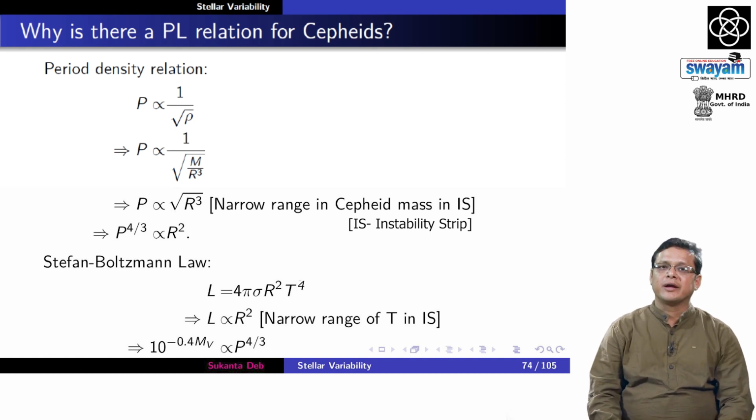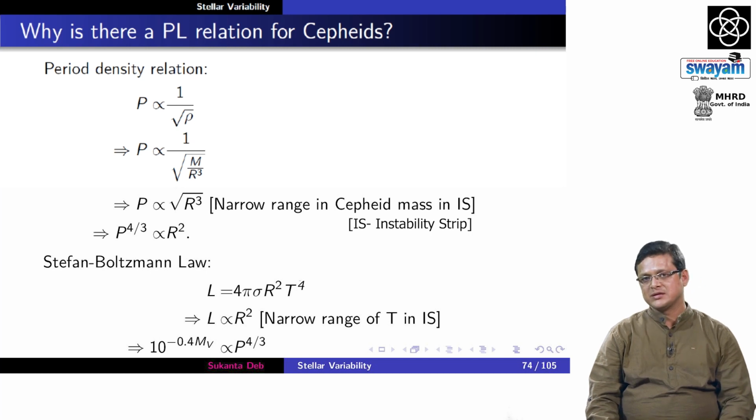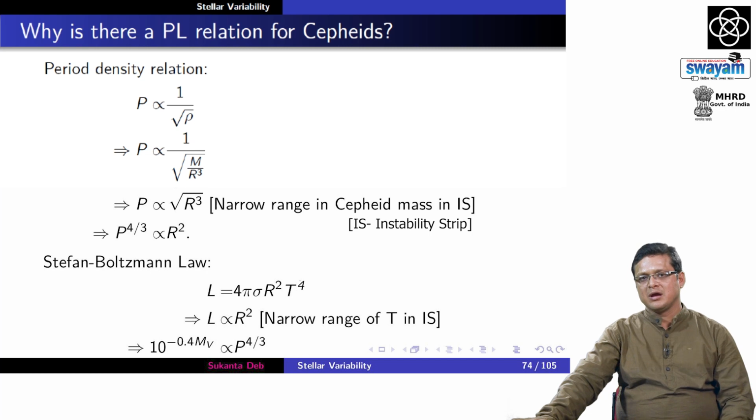We can get the answer from the period-mean density relationship. We know that the period-mean density relationship is given by P is proportional to 1 by square root of rho, and rho goes as M by R cube. In the case of Cepheids, which are located in the instability strip, the masses of the Cepheids are in a very narrow range, and therefore P goes as square root of R cube, and from this we can find that P to the power 4 by 3 goes as R square.